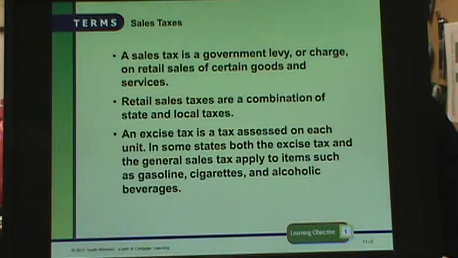Retail sales tax are a combination again of the two. An excise tax is a tax assessed on each unit. In some states, both the excise tax and the general sales tax apply on items such as gasoline, cigarettes, alcoholic beverages. So in a state that has sales tax, your gas tax, as I like to call it, the tax on gasoline is going to be double. Cigarettes are going to be double because there's already a tobacco tax in there, and then you have to pay the state tax on top of it. So in Montana, you're just paying one tax for those. In South Dakota, you would pay two.